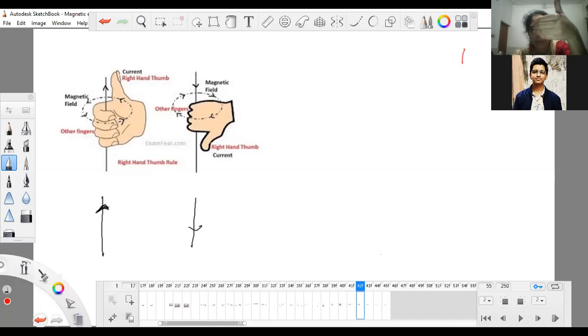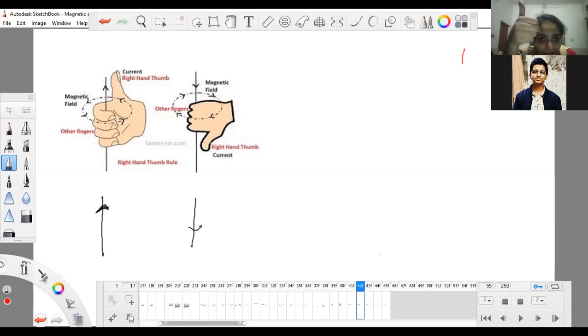Okay, this is my finger, and this is my thumb. I'm just getting confused. This is my thumb and these are my fingers. If my thumb shows the direction of current, then my fingers will show the direction of magnetic field. Here I am using the right hand thumb rule. You should use the right hand thumb rule.